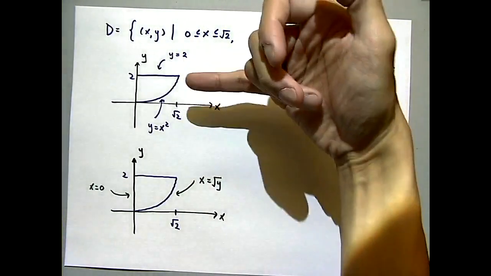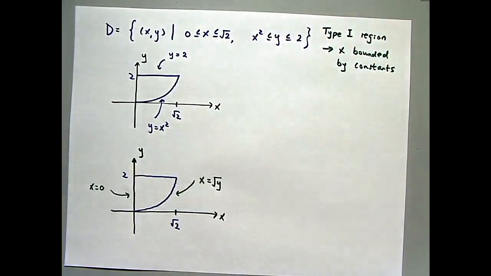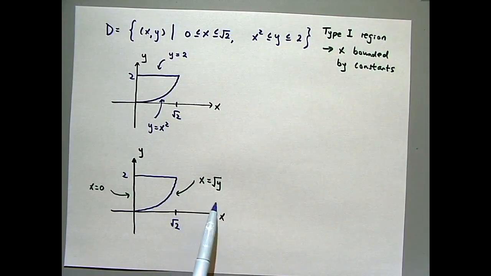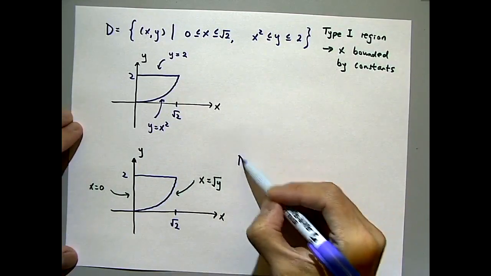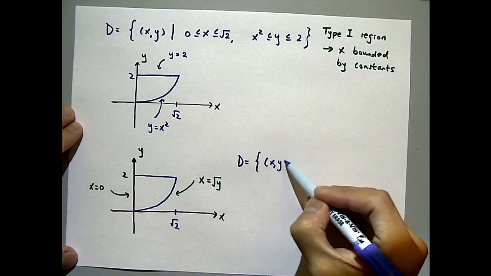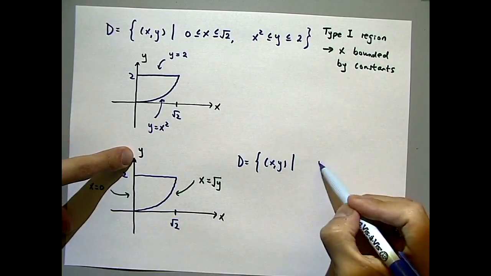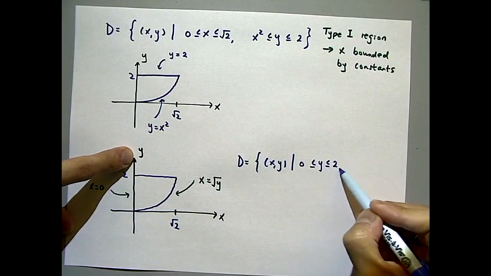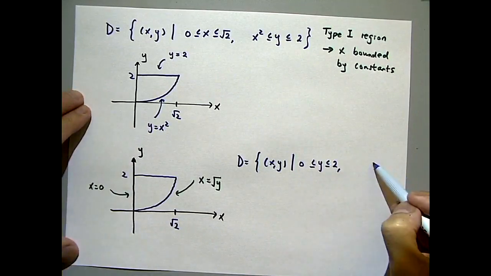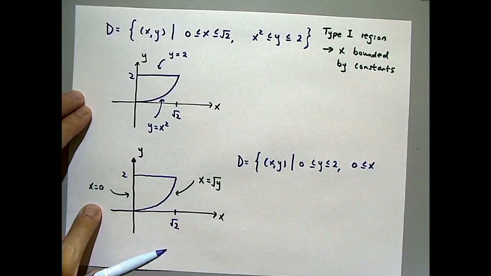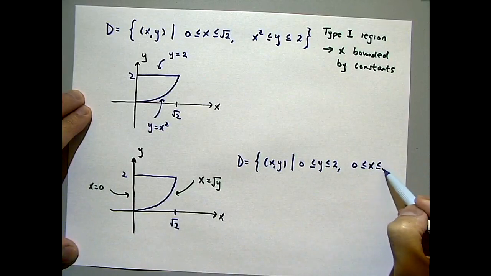So instead of talking about the region bounded above and below by two functions of x, I can talk about the same region that's bounded on the right and left by two functions of y. Right? Everybody see how I got this equation here? Yes, y is equal to x squared is the same as x is equal to radical y, right? So now we can say the region D is x comma y, all points x and y, such that y is now bounded by constants, 0 to 2, and x is bounded on the left by 0, and on the right by radical y.